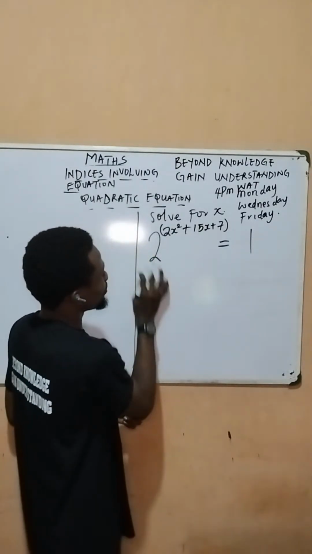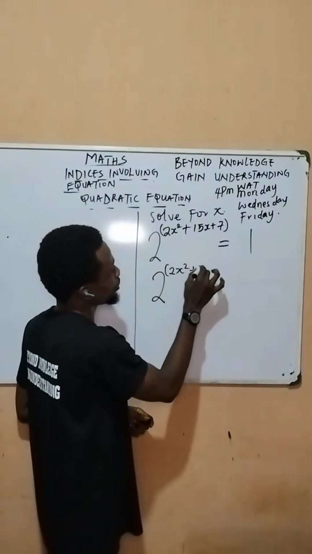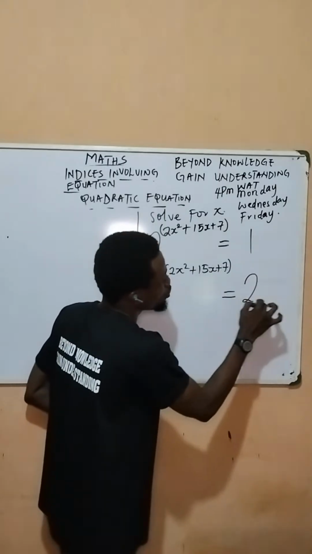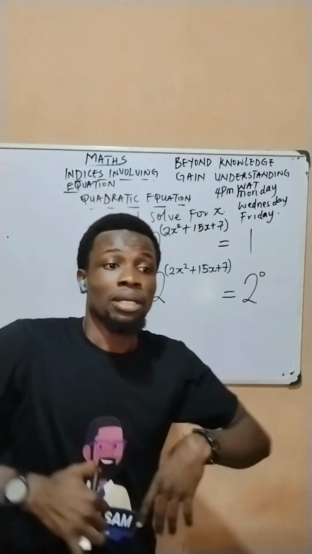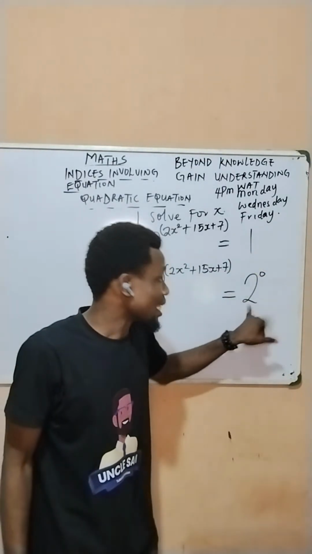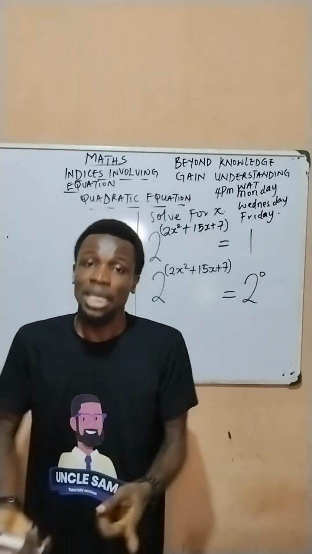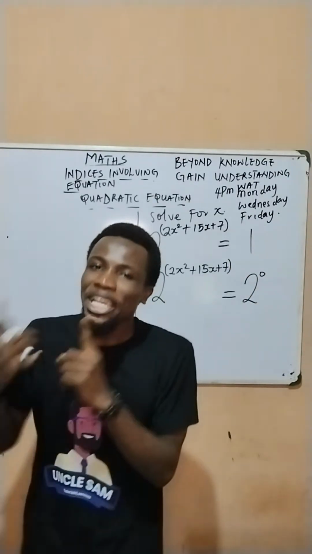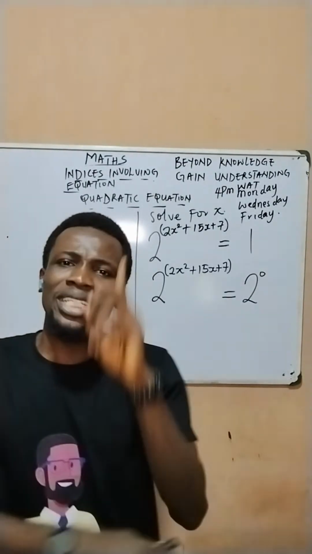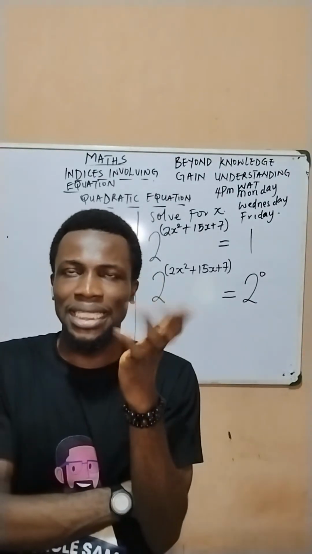So if I do that, I'm going to represent it as 2 raised to the power of 2x squared plus 15x plus 7 equals 2 raised to the power of 0. I told you I had the liberty to choose whatever I'm going to replace this 1 with. I could choose any base and raise it to the power of 0. It is still going to equal 1 according to the laws of indices. But I choose 2 for a reason, so that it will tally with what is on the left hand side. Now that I've done this, do you have any idea what we can do next?